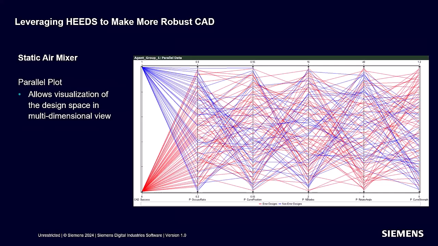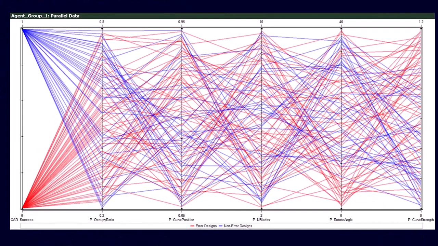A parallel plot is one of the most useful data mining plots available in HEADS Post. It allows for visualization of the entire design landscape. Along the x-axis of the plot are the parameters. Here are the measure for successful or error CAD, along with our 5 variables. Along the y-axis is the parameter range for each parameter. If we look at occupy ratio, for instance, the design space spanned from 0.2 to 0.8 over the course of the design space exploration. Each line on the plot represents a design from the exploration. The intersection of the line with the parameters gives an indication of the design's location within the design space.